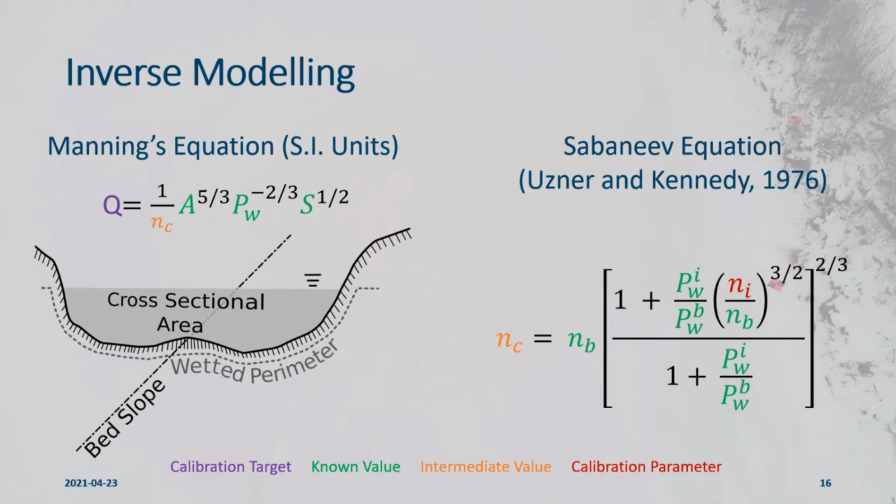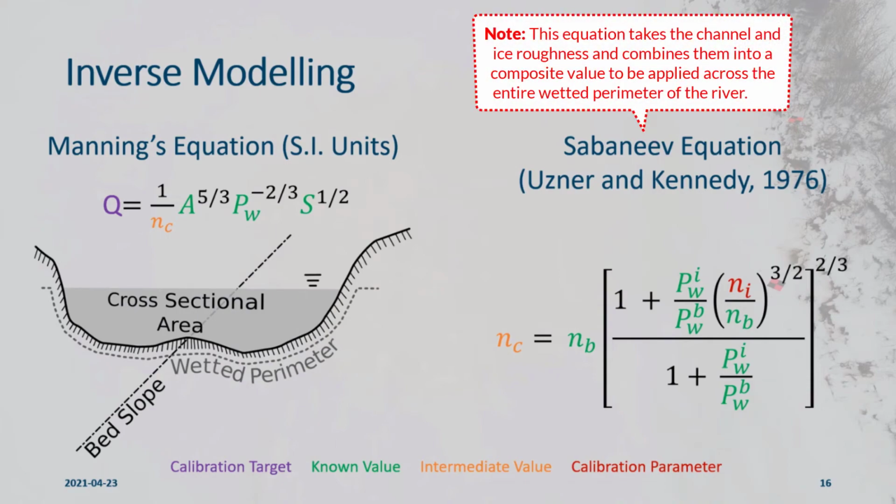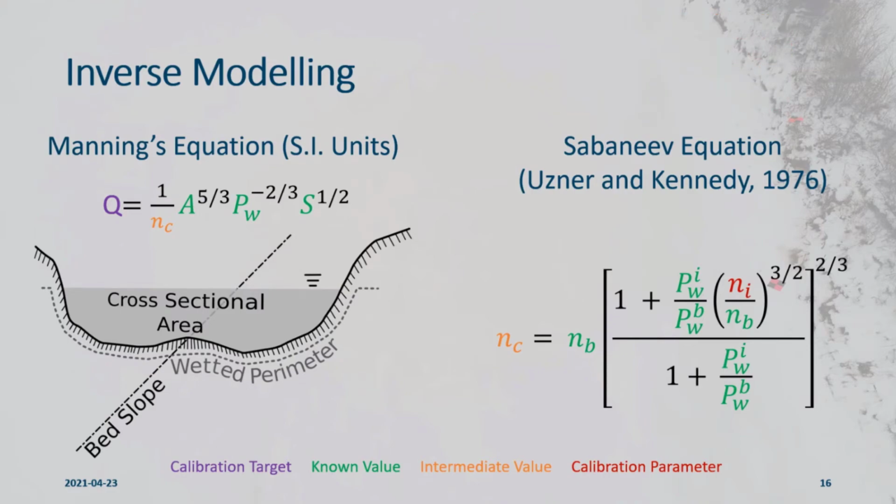So just for these purposes, I went to a simpler model and looked at one-dimensional hydraulic modeling based on Manning's equation and the observed water surface elevation slope. Then roughness was back calculated using the Sabaneev equation, which is there on the right. It's kind of complicated, but in the end, we get a computed ice cover roughness.